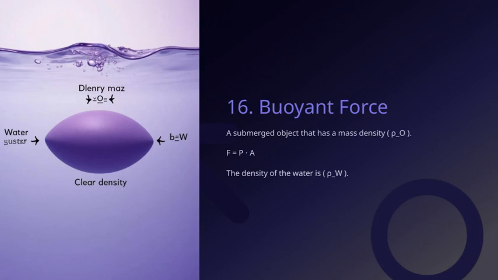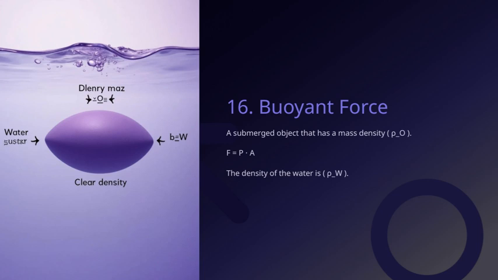Let's take a closer look at buoyant force. First, the density of water, which we denote as ρW, is a key factor because it affects how much upward force water can exert on an object. Remember, density is essentially how much mass is packed into a given volume. Next, we have the basic formula for force. F equals P times A, where P is pressure and A is the area. This shows how pressure differences across an object can create a force. This is fundamental to understanding buoyancy.